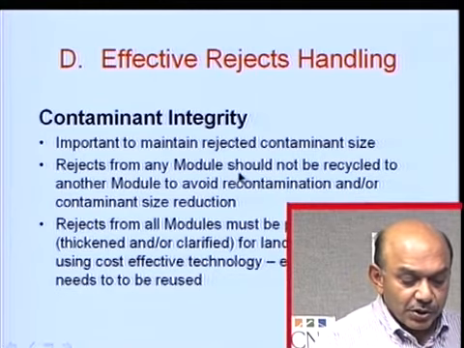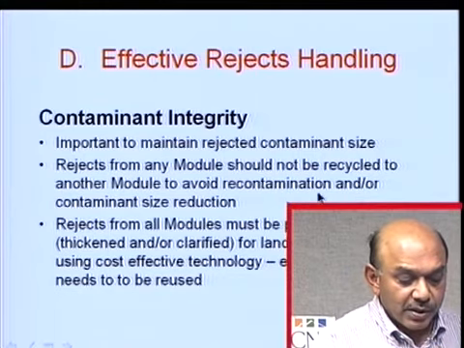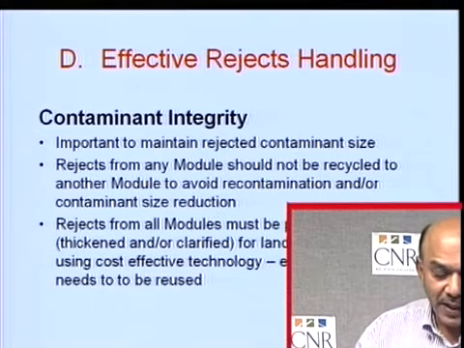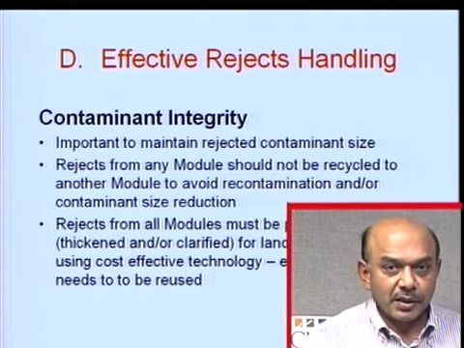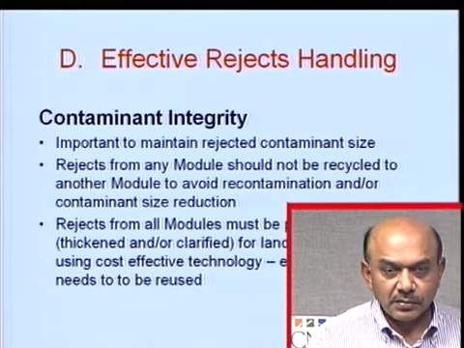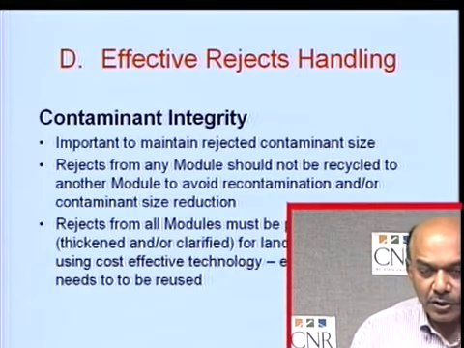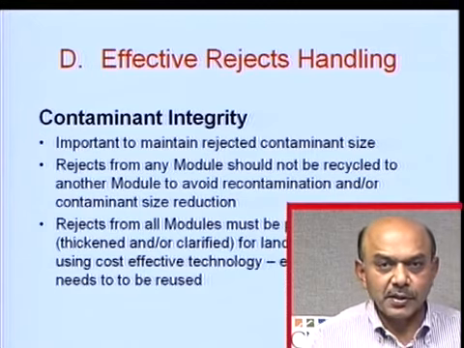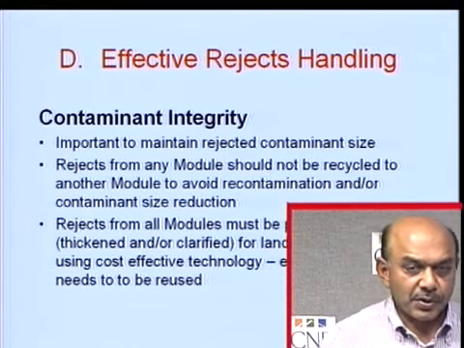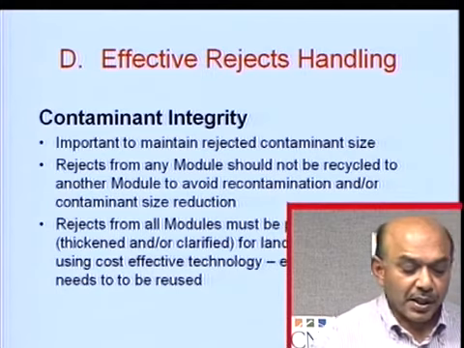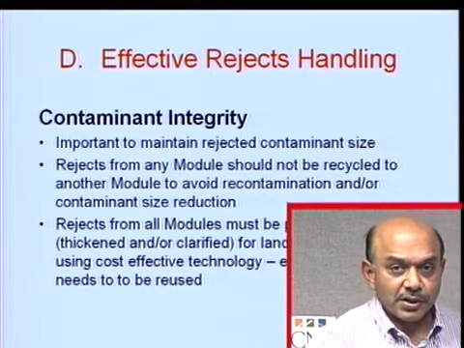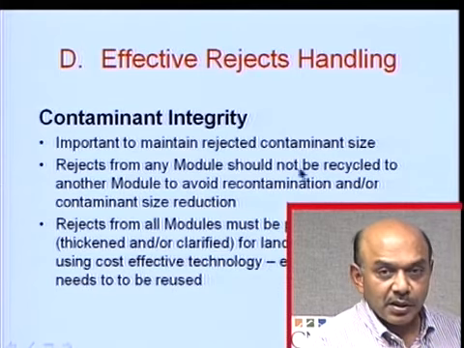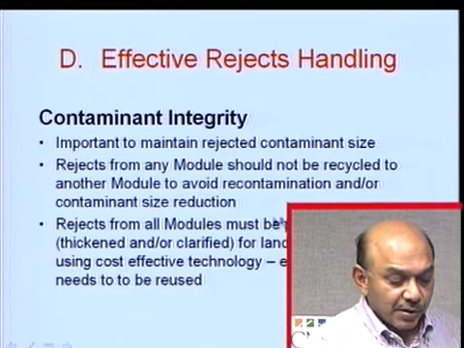Rejects from any module should not be recycled to another module to avoid recontamination and or contaminant size reduction. Previously we saw an example of that. Plus, as you've learned under the stickies lesson, macro stickies will break down into micro stickies, and micro stickies cannot be taken out. They can be dispersed, yes, or they can be fixed with chemicals to the fiber so that they don't make problems on the paper machine, but they cannot be removed. So if you have a runaround in the system, the chances are that you will increase the contamination in the end product.